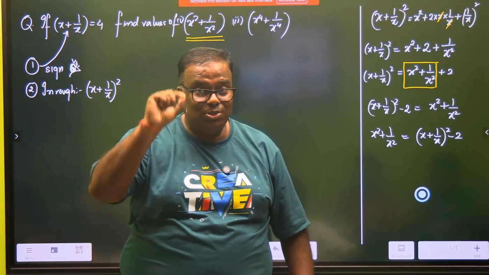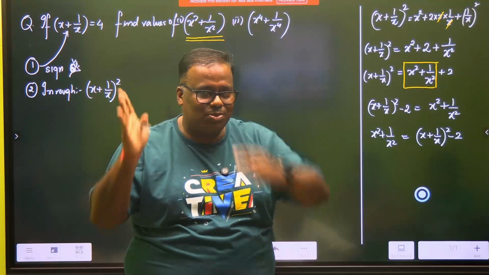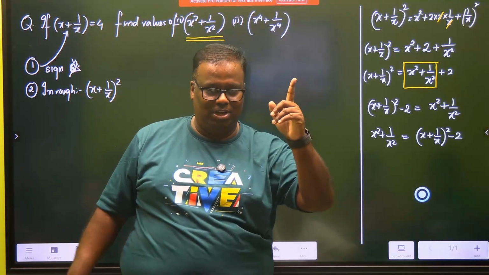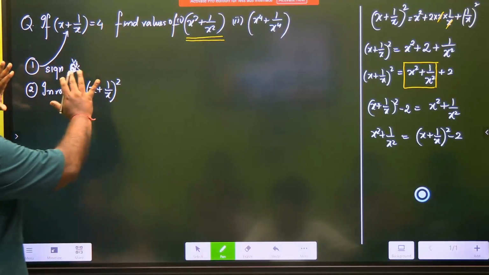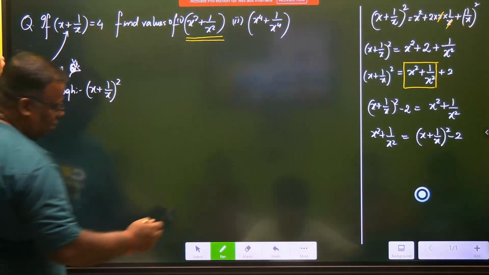Then it will be 2 into x square into 1 by x square. They will cancel out. Again, a 2 will remain. Let's solve this one first. Did you understand this much? So this was something that we are doing in our mind. Okay, this was our mind.